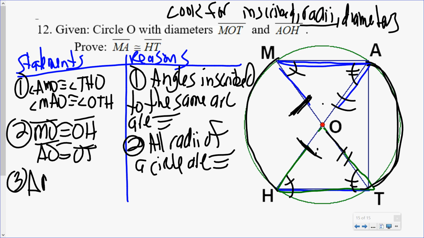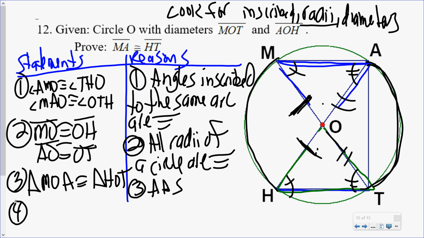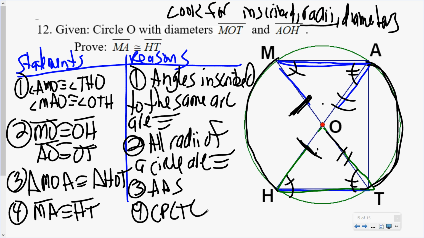Triangle MOA is congruent to triangle HOT. Now, there's four things, but I don't have SAS based on what I marked. I do have AAS. That's the only thing that I can use here, since ASS is not one of the things that proves triangles congruent. And once I have the triangles are congruent, I can state that MA is congruent to HT, CPCTC.